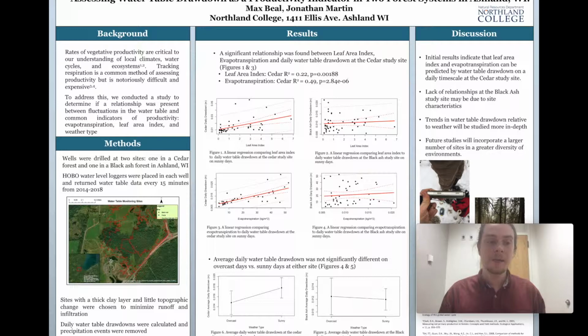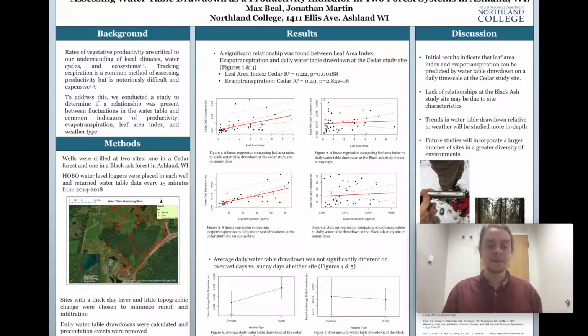So a little bit about our methods. We drilled 2 wells for 2 sites, one in a cedar forest and one in a black ash forest in Ashland, Wisconsin. And we put HOBO water level loggers in each of those wells, and they returned water table data every 15 minutes, and we did this from 2014 to 2018. I'll explain this map here because it's a little difficult to see. There's a very small blue dot on the map. That is our cedar study site, and the very small orange dot, if you can see it, is our black ash study site. And these red lines here are a 2-foot contour interval.